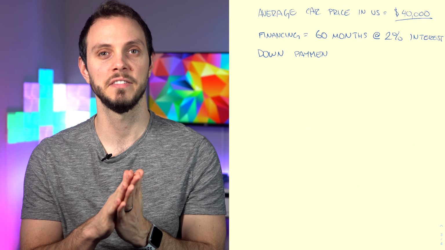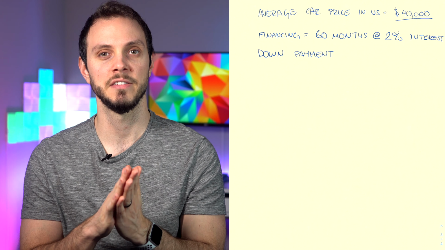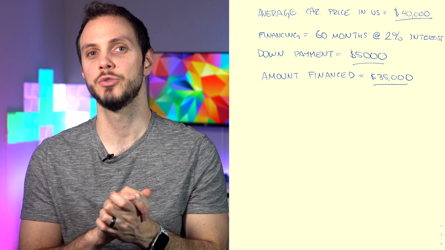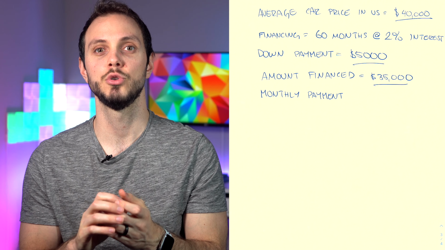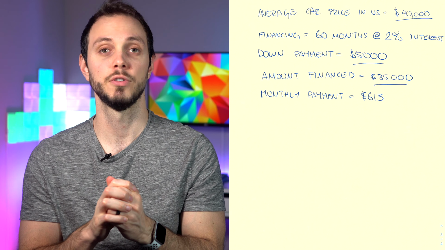Let's say you put $5,000 down and the rest is financed. That's $35,000. At a 2% interest rate for 60 months, that comes out to $613 for 60 months. The total cost of the car over this period is $36,808. We're going to ignore any sort of running costs because they would be the same regardless of your payment method.